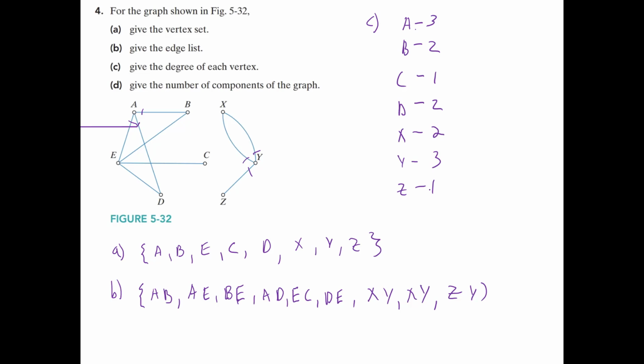Okay. Give the number of components of the graph. There are 2 components to this graph. And so then finally D, there are 2 components to this graph. It's not a connected graph. It has 2 separate pieces. Okay, so let's move on.